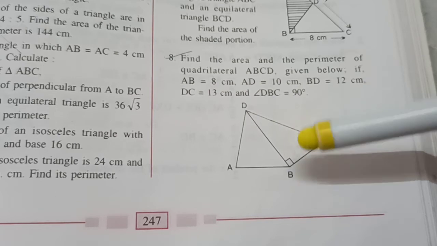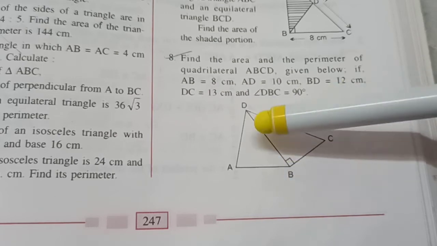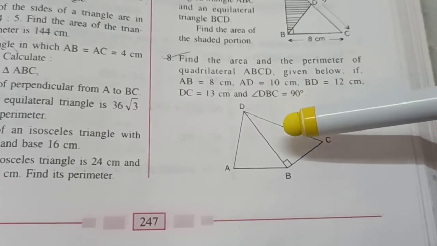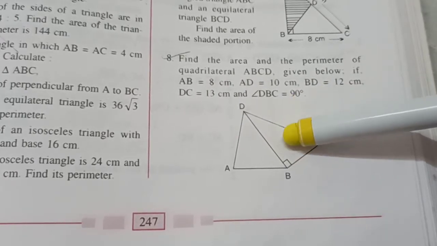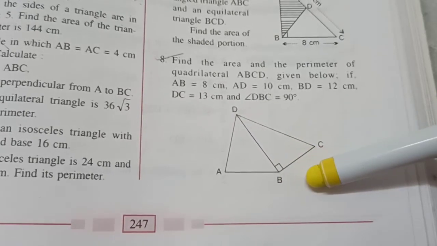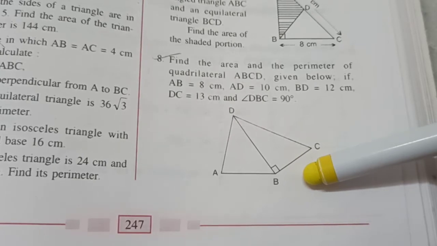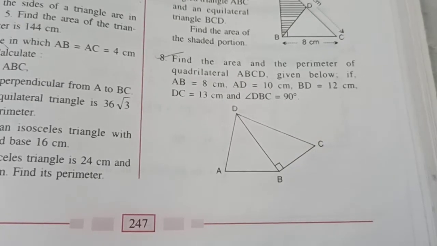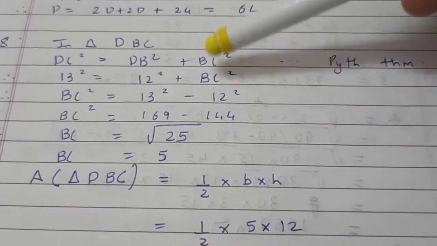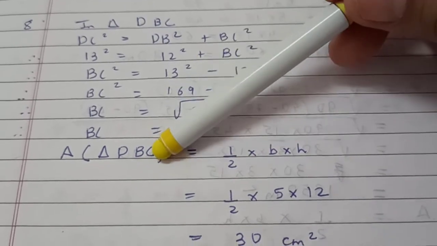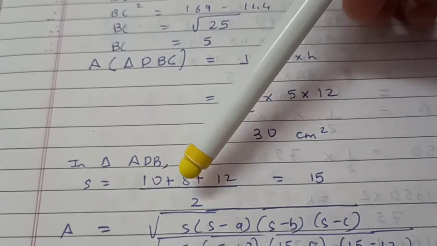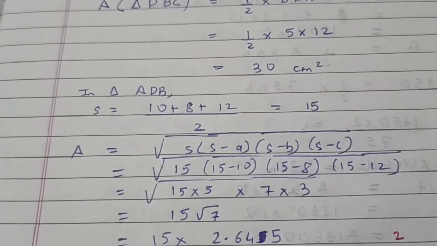And for this triangle we have BD and we have DC, the hypotenuse. We can use the formula half into base into height, but the base BC is not provided. So first we'll find that by Pythagoras theorem. So in triangle DBC, use the Pythagoras theorem, get the value of BC, the base, find the area of that triangle by half into base into height. Now for the other triangle ADB, find the semi-perimeter, use Heron's formula and get the area.